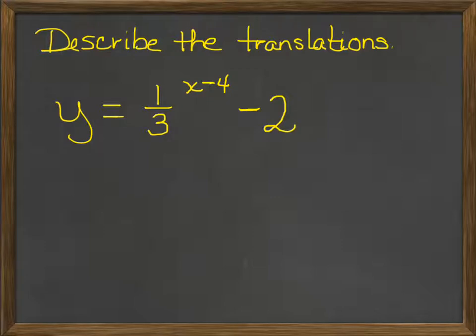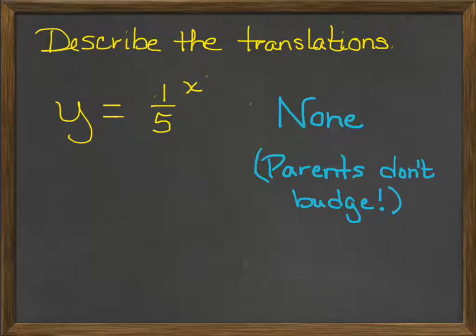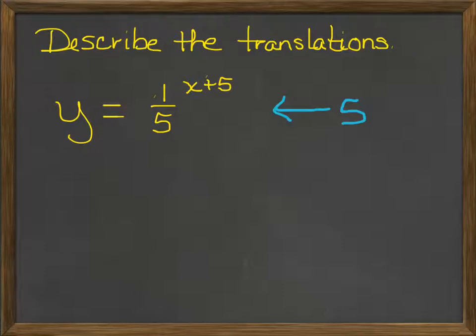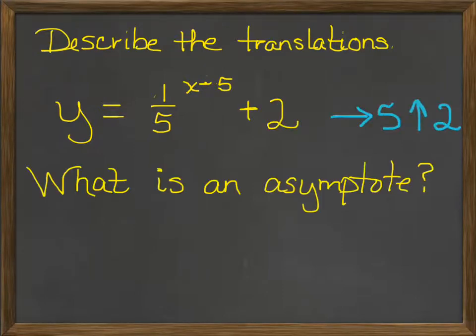Right 4. Right 4, down 2. Left 4, up 2. Again, when you have that x plus 4, think opposite direction. You might want to think go to the right, but you've got to go to the left 4 and then up 2. You take the y at face value. There is none. Parents don't budge. There's no extra numbers with the x or anything behind the x. That one would be to the left 5. To the right 5 and up 2.